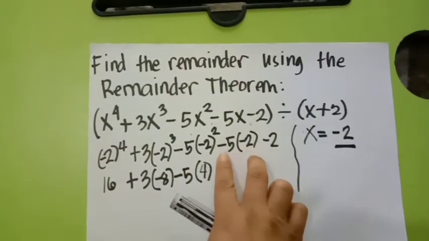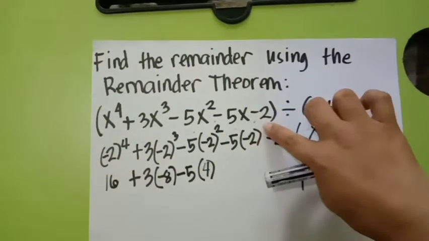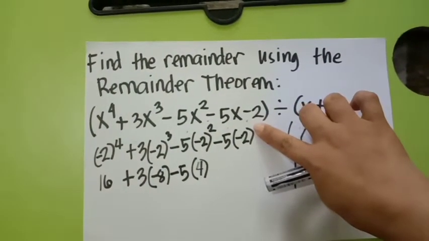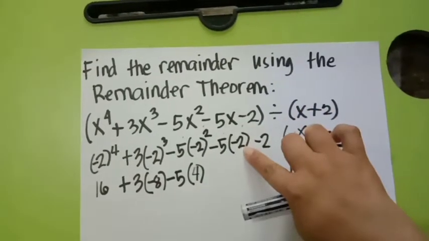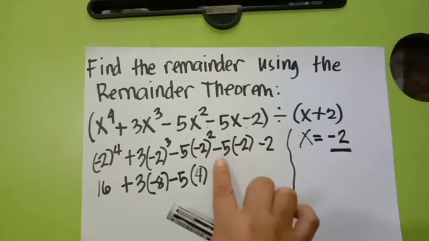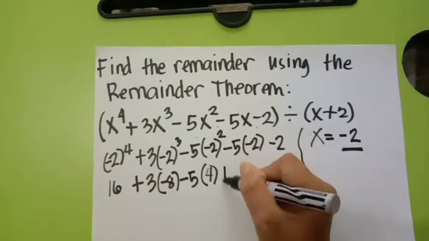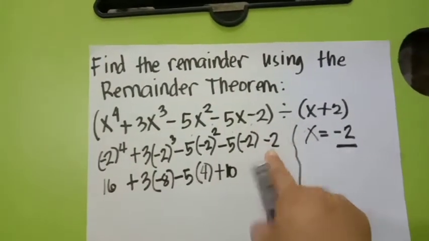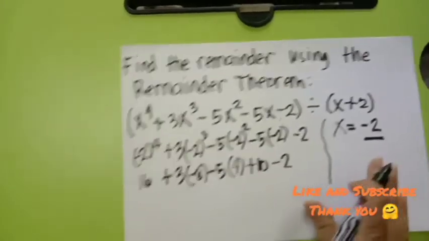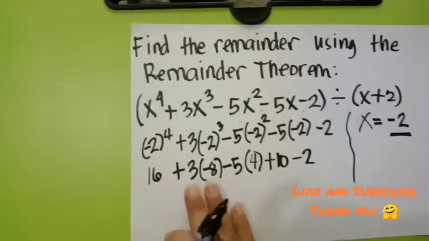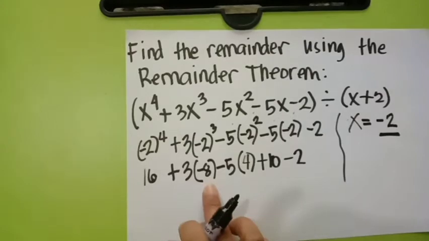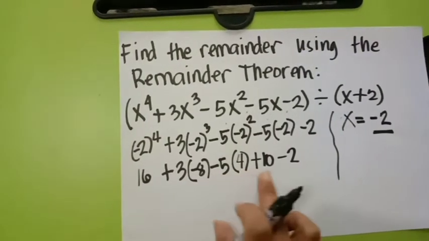Then, negative 5 times negative 2. So, ito, ang exponent na lang niya, 1. So, negative 2 na rin yon. So, pwede na natin itong i-multiply. Negative 5 times negative 2, positive 10. Then, bring down minus 2. Then, isa-isahin natin siya. So, 16 plus 3 times negative 8 minus 5 times 4 plus 10 minus 2.